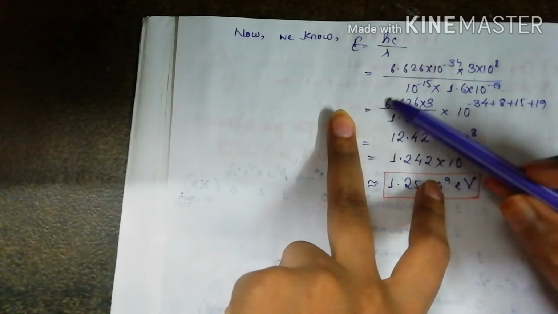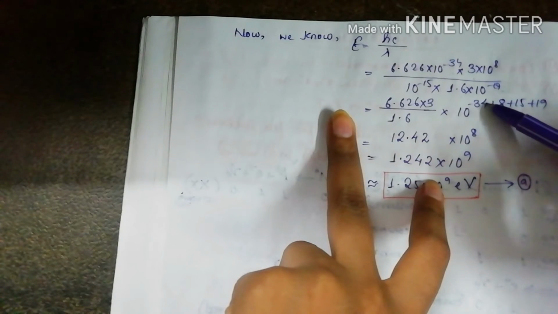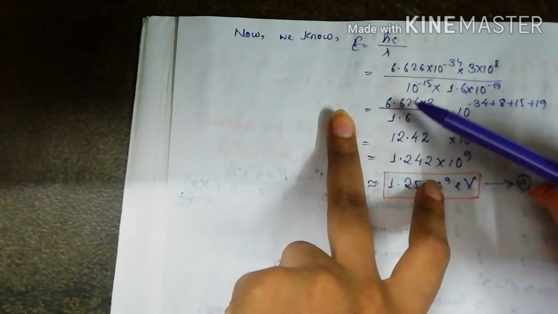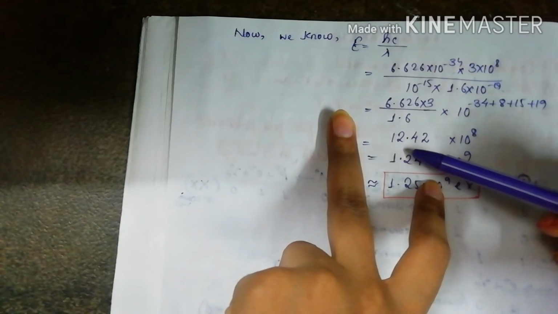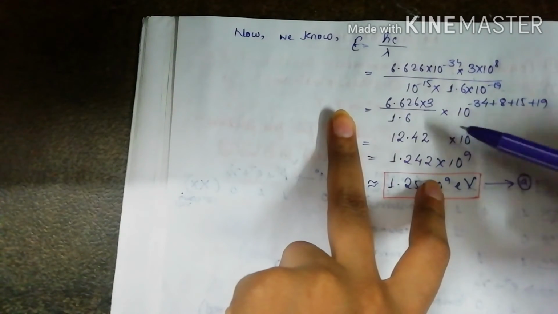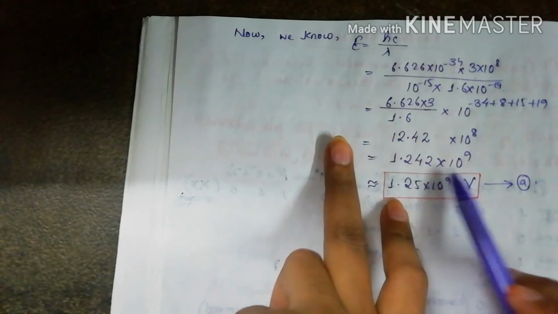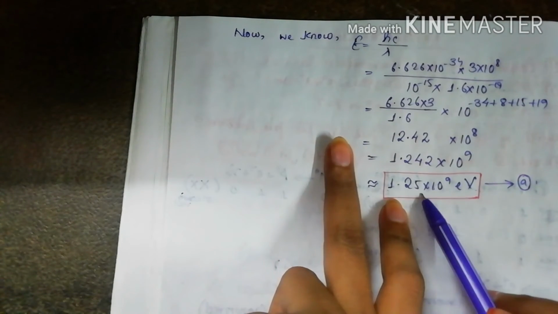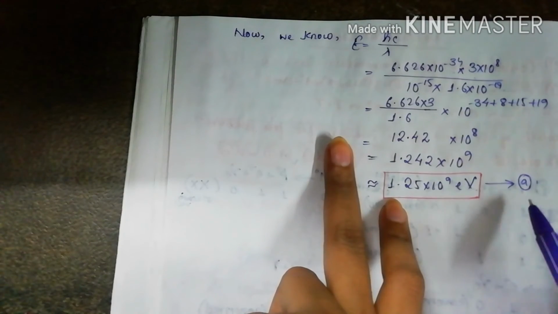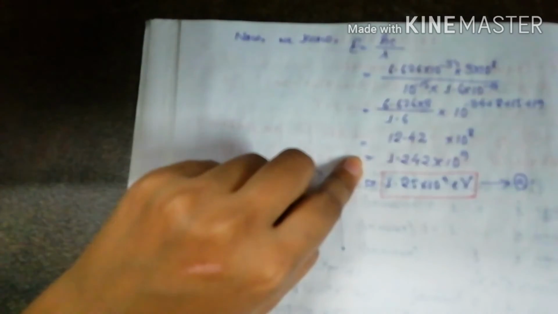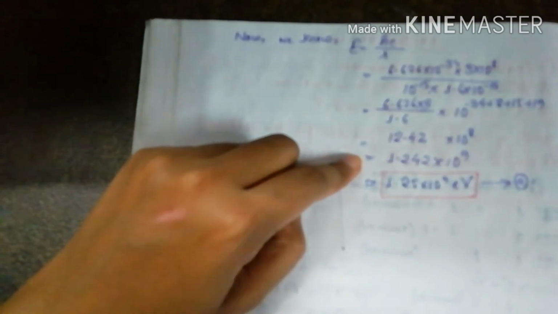Now I am taking these powers to one side: 10 to the power minus 34 plus 8 plus 15 plus 19 will give you 10 to the power 18. On calculating the remaining terms, you will have 12.42, and it will give you 1.242 into 10 to the power 9, which is approximately equal to 1.25 into 10 to the power 9 electron volts. So the correct option is option A. This simple calculation you can do on your own. Now let's come to the next question.